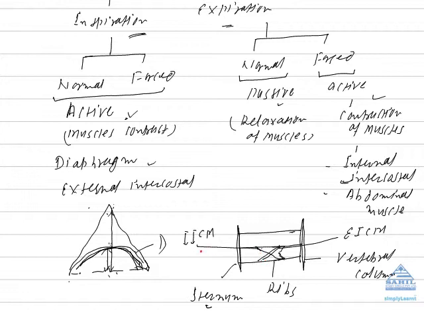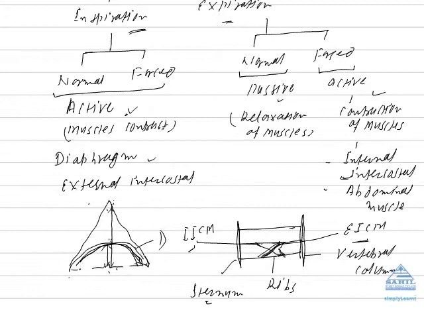and this muscle is called the internal intercostal muscle. This muscle originates from this rib and inserts on the upper rib. This is the external intercostal muscle. When this muscle contracts, the ribs are elevated, and when this muscle contracts, the ribs are depressed. So the external intercostal muscle contracts during inspiration, and the internal intercostal muscles contract during forceful expiration.